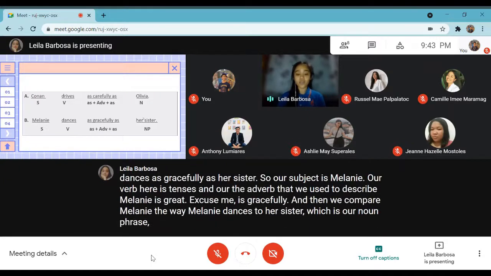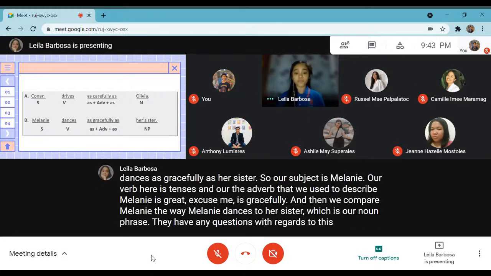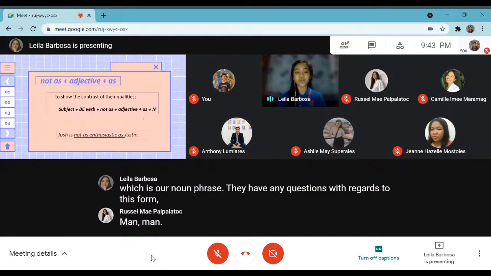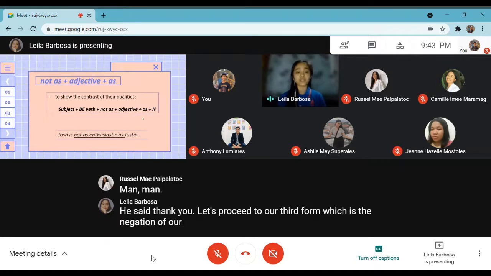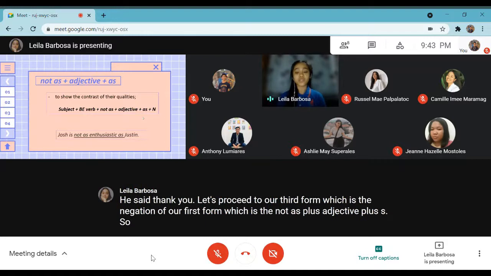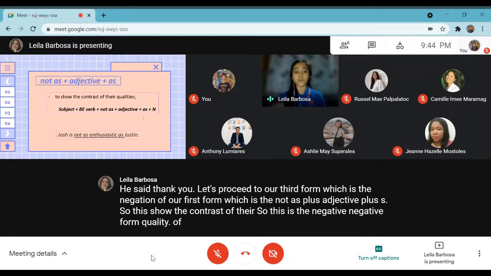Do you have any questions with regards to this form? None, ma'am. So thank you. Let's proceed to our third form, which is the negation of our first form, which is not as plus adjective plus as. So this shows the contrast of their qualities. So this is the negative form of our first comparative form earlier.